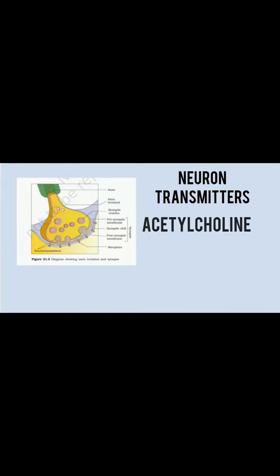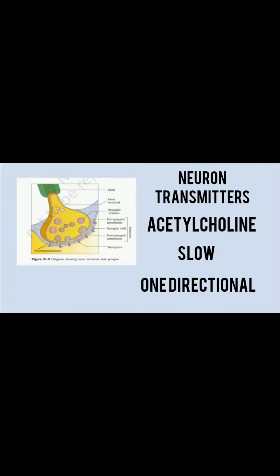In chemical synapse, the impulse triggers the release of neurotransmitters like acetylcholine, which crosses the gap. It's a bit slower but more controlled and one directional.